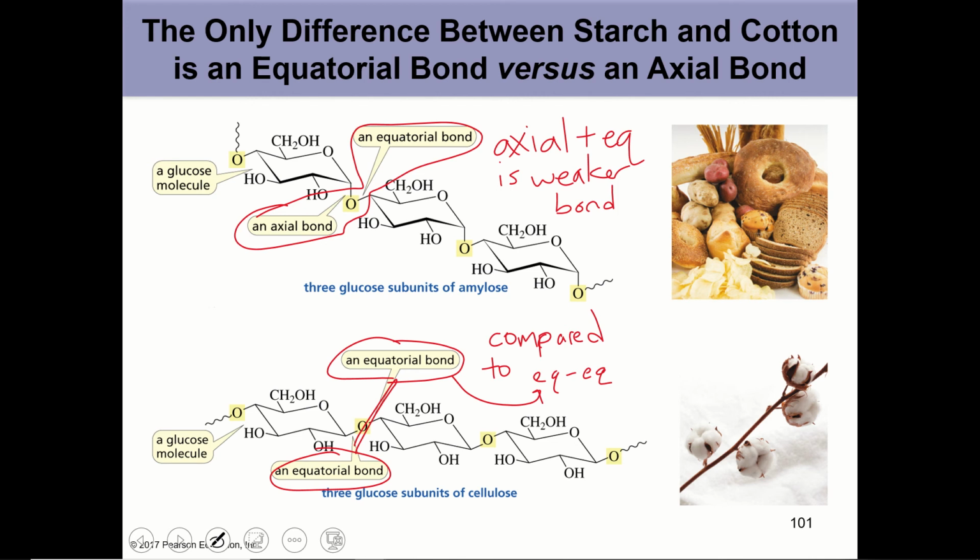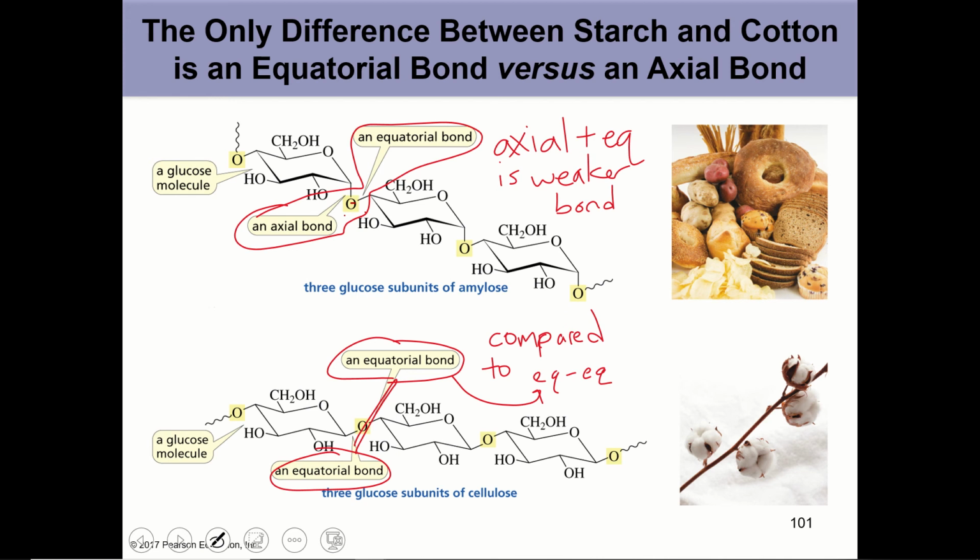between the cyclohexane rings. In starch, the bond between the rings is axial on one side and equatorial to the other ring. The axial bond is weaker than the equatorial bond. It's less favored for the axial position. Because it's less favored, it's weaker and less stable, and that means that our system can break the bond more easily. And so our enzymes can digest starch.